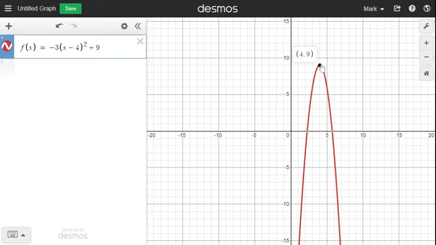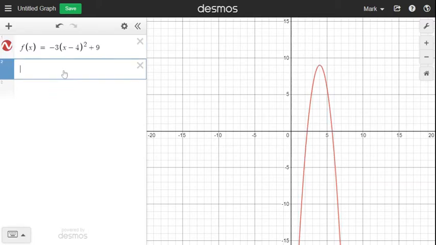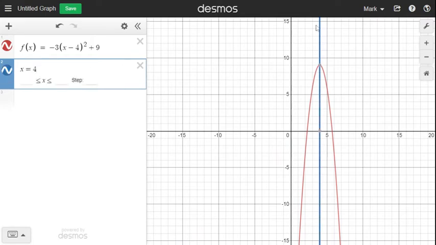So the y-coordinate is 9 or lower. Now the line of symmetry would be the line x equals 4. This blue line is the axis of symmetry, or the line of symmetry. If you look at the vertex, it goes right through the vertex, and you see the coordinates of the vertex are (4, 9). The axis of symmetry is always x equals whatever that x-coordinate is.